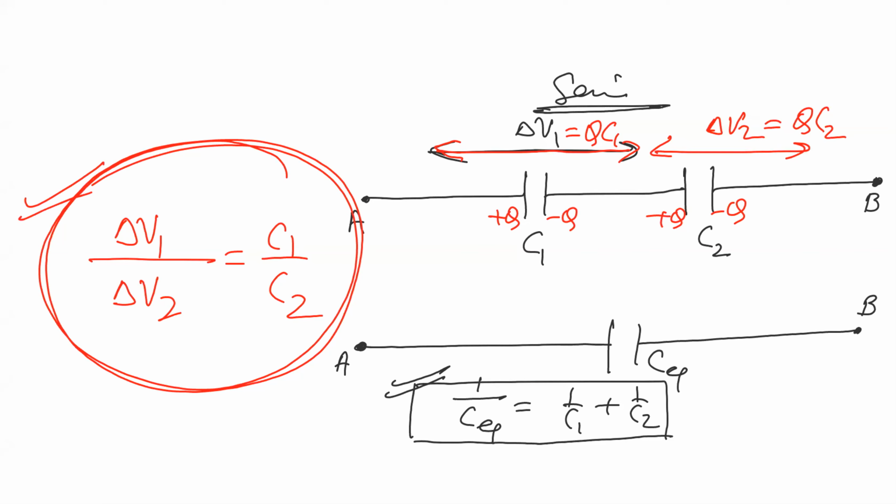Evangeline, what can we say? Sir, delta V1 equal to Q by C1 only. One second. Yeah, sorry. Q by C1, Q by C2. So it will be C2 by C1.